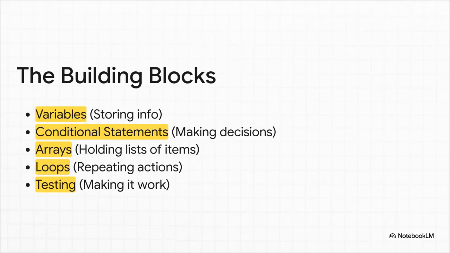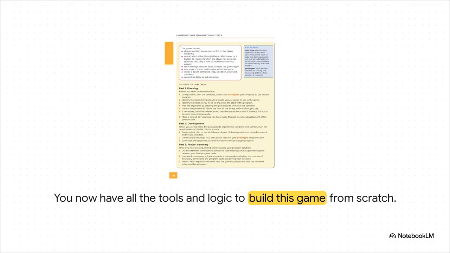And what's so amazing is that these 5 concepts, variables for saving information, conditionals for making choices, arrays for holding lists, loops for repeating things, and testing to make it all solid, this isn't just for a little microbit, this is it. These are the fundamental building blocks of basically every video game you have ever played, from Pong to the latest blockbuster.